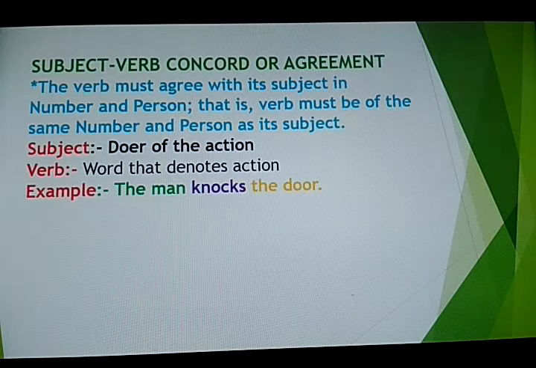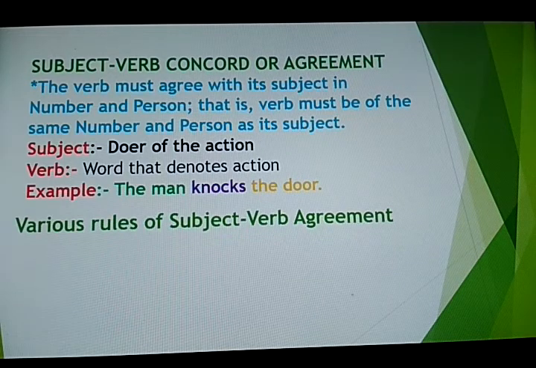Okay? The verb must agree with the subject, and the subject also must agree with the verb according to number and person. We have two numbers in English grammar, singular and plural, and three persons: first person, second person, and third person. Under this, the persons are divided into singular and plural.